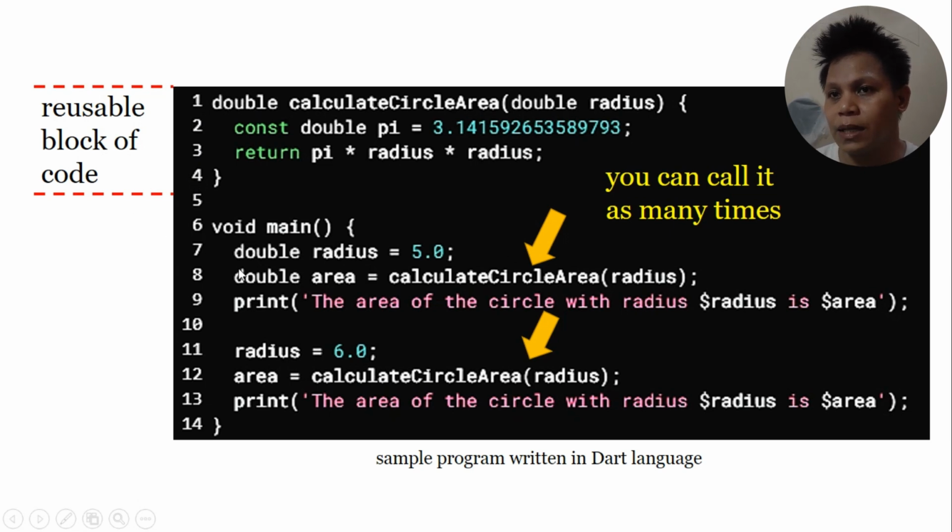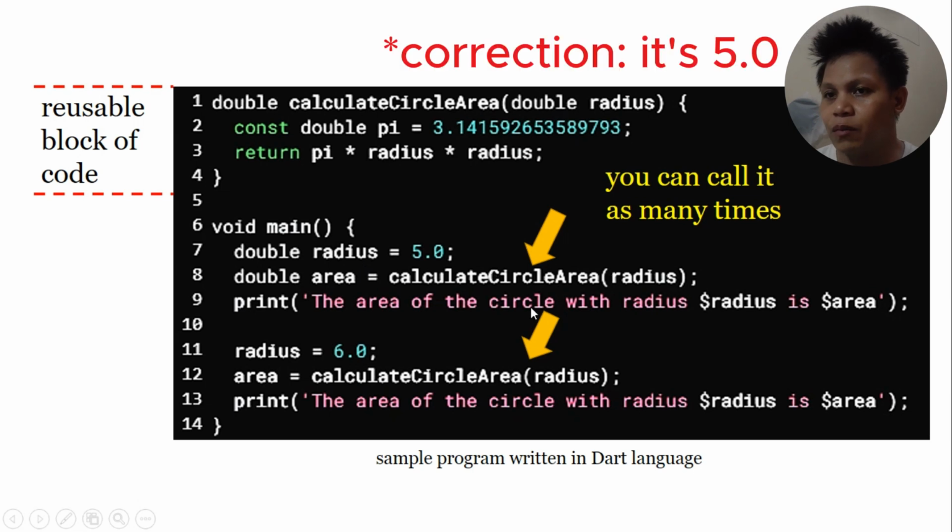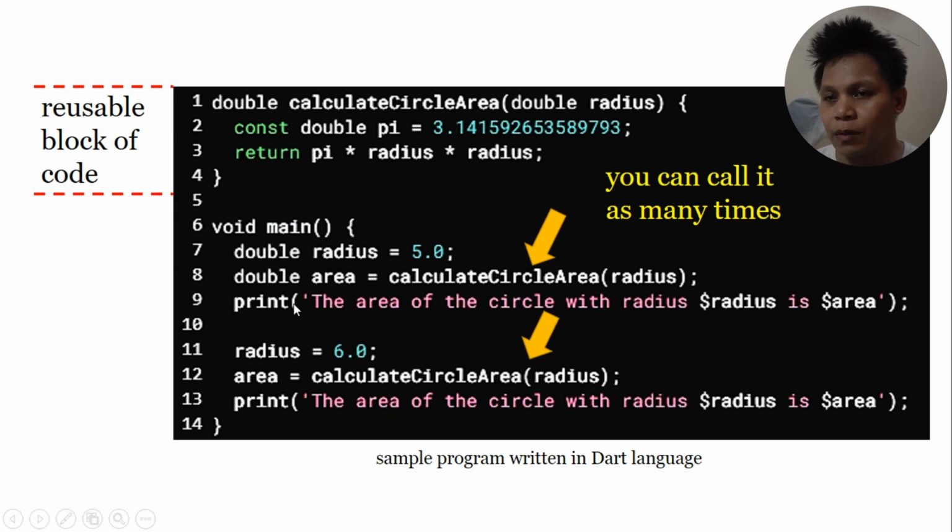So we can actually see that in line 8, where we used the function we defined, let's say the value of the radius here is 8, right? As you can see in line 7. And when we print, we can actually see the output of this. But if you can see also at line 12, again, we reused the calculate circle area function.